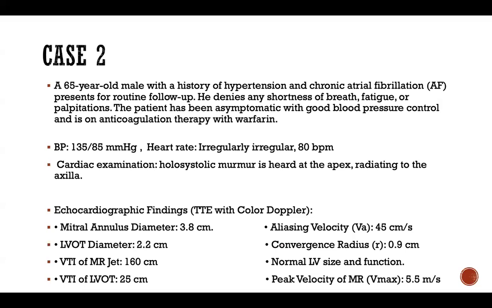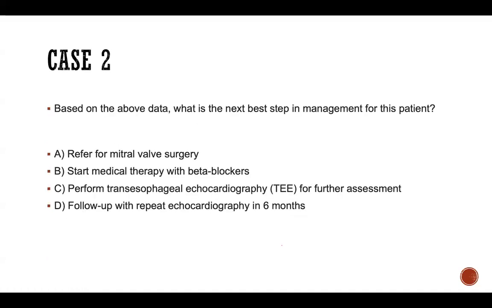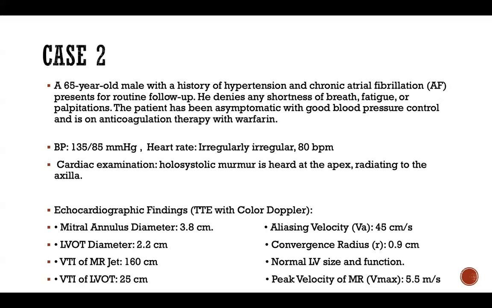And then the echocardiographic findings give you these parameters. Mitral annulus diameter is 3.8, LVOT diameter is 2.2, VTI of the MR jet is 160 centimeters, VTI of LVOT 25, aliasing velocity 45 centimeters per second, PISA radius or convergence radius 0.9, left ventricle is normal in size and function, and peak velocity of MR 5.5. So the question, based on the data above: what is the next best step in the management of this patient? We said the patient is asymptomatic.